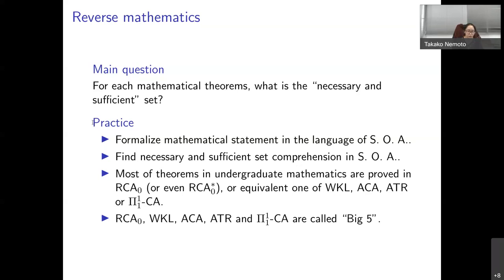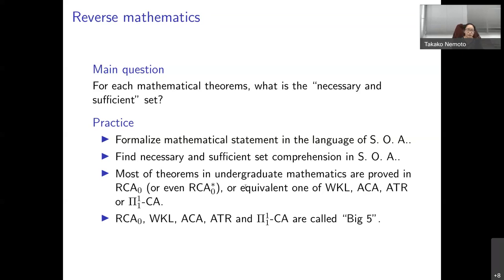Actually, lots of theorems from practical analysis and algebra can be classified and characterized by a set comprehension axiom in second order arithmetic. So in practice, we formalize a mathematical statement in the language of second order arithmetic and find the necessary and sufficient set comprehension in second order arithmetic. And most theorems in undergraduate mathematics, like analysis or linear algebra, maybe general algebra, are proved in RCA_0.